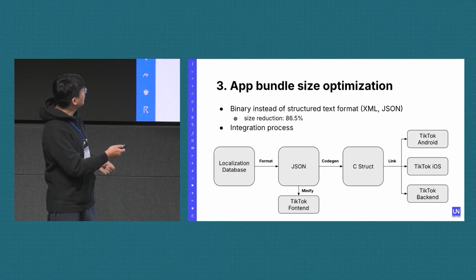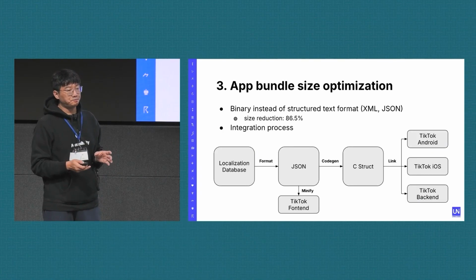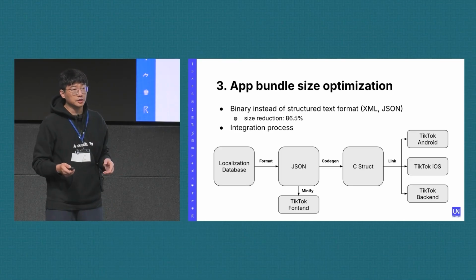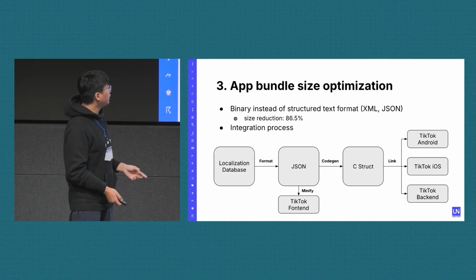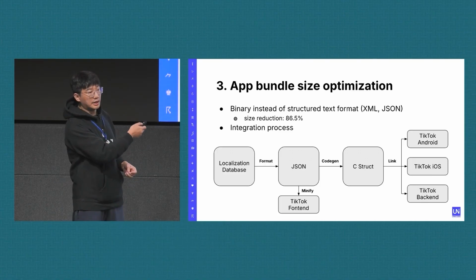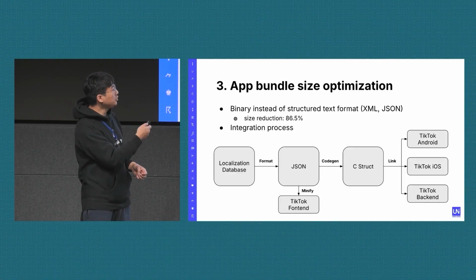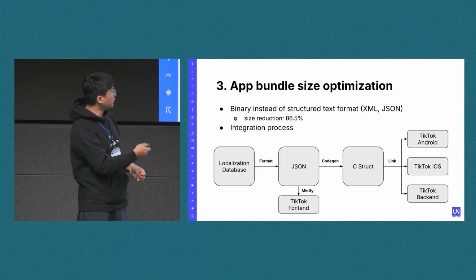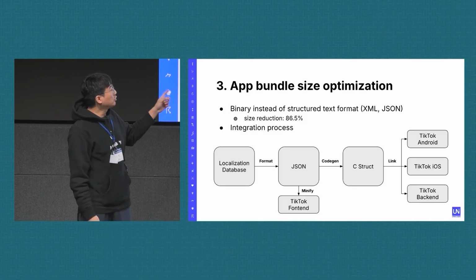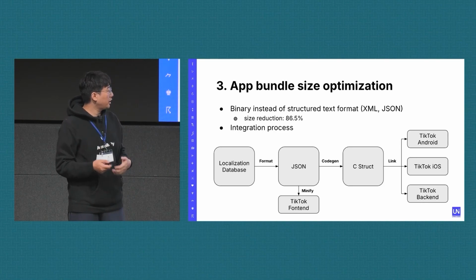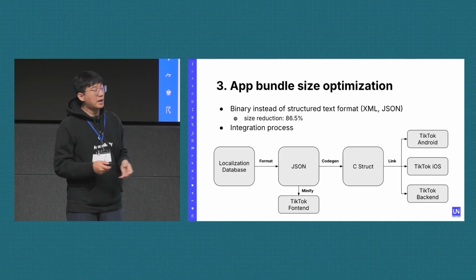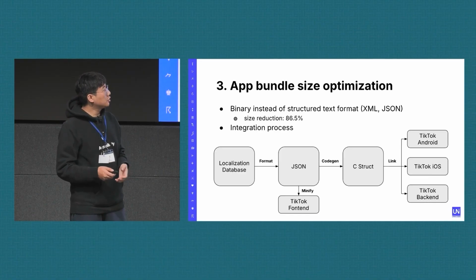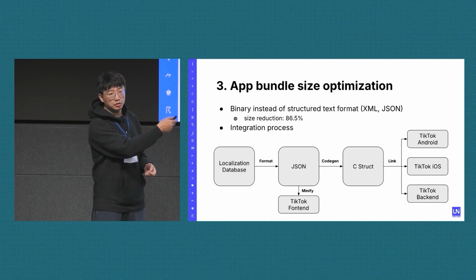Later on, you will see Frank talk about how we built it, the process. Here I give a very general talk about how we handle this. Basically, we have a localization database that we created ourselves, and we format it into JSON. The JSON is used by the front end directly; it will be minified and compiled a little bit. Then we use CodeGen, some kind of template engine, to run through the JSON file and generate C structs. Those C structs are compiled and packed into the SDK, and the SDK is linked to different apps.